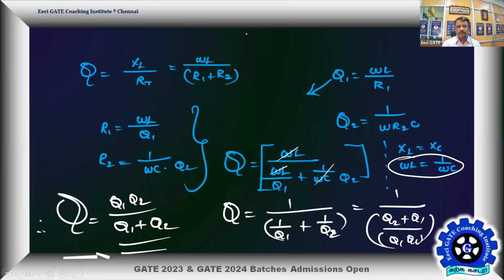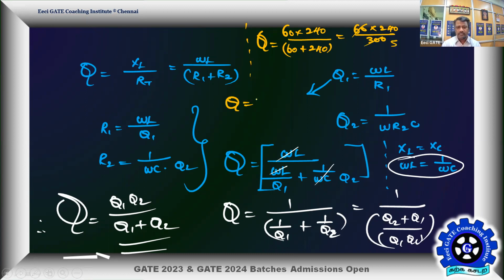So now what is your Q? We can determine it: Q1 is given as 60, Q2 is 240, the whole divided by 60 plus 240, that is 300. So the result is 60 into 240 divided by 300. 60 by 300 will be 1 by 5. So it is going to be 240 by 5. So the resultant Q will be 240 by 5, nothing but 48.